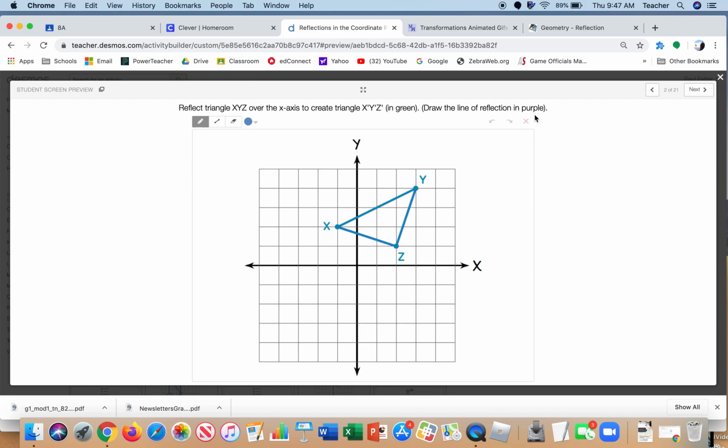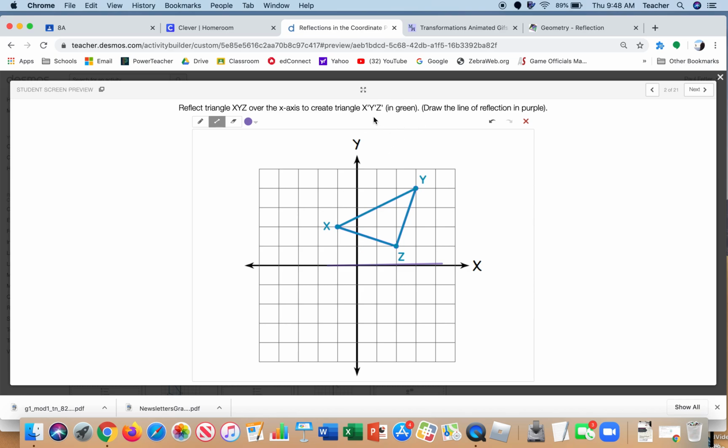Draw the line of reflection in purple. All right, so let's do the line of reflection first. We change the color by clicking here and clicking on purple. And then we're going to make a line. The x-axis, of course, is this one right here. So we're just going to create a line. That's purple. Kind of hard to see, but there it is.